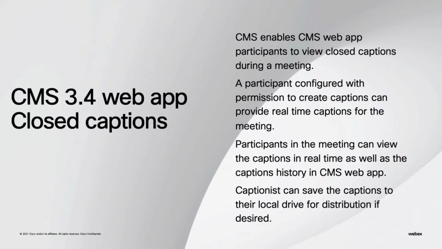Introduced in CMS 3.4, the CMS enables CMS web app participants to view closed captions during a meeting. A participant configured with permissions to create captions can provide real-time captions for the meeting, and participants in the meeting can view the captions in real-time as well as the captions history in the CMS web app. A captionist can save the captions to their local drive for distribution as desired.